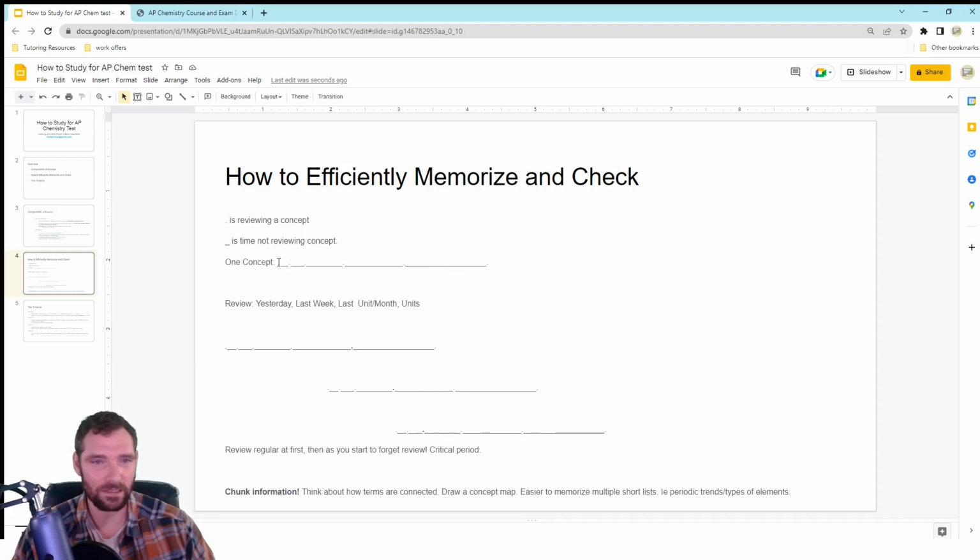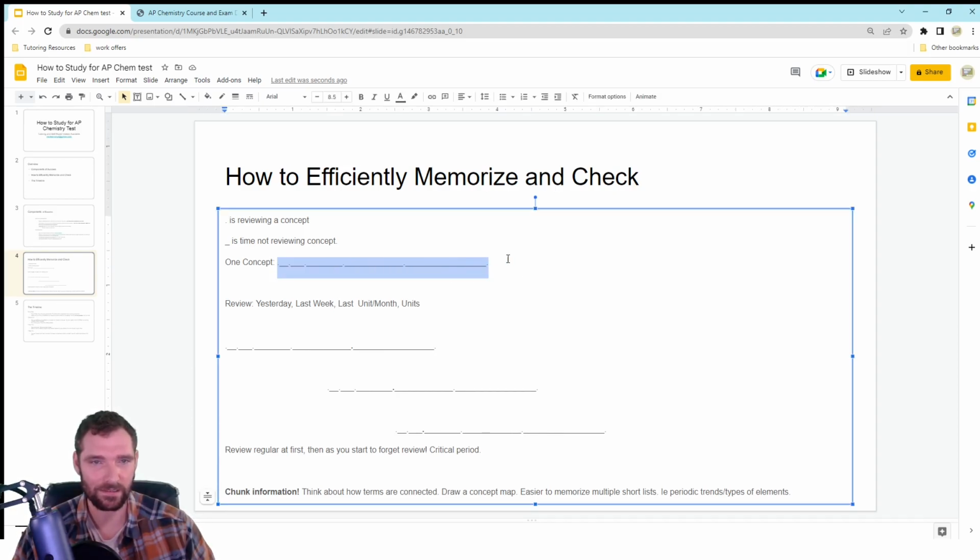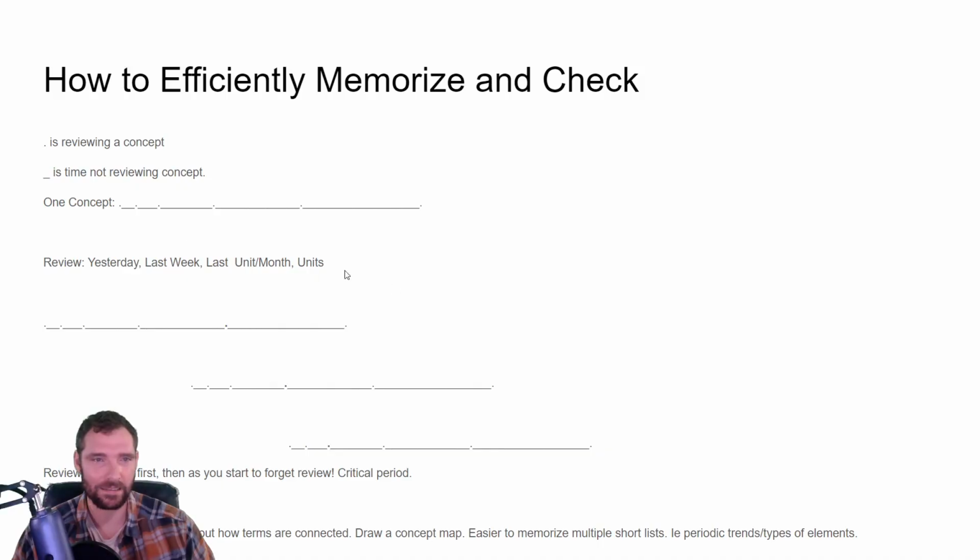So you can consider these little dots right here and lines to be essentially when I'm reviewing something, and then the line is when you're not reviewing. And so if you learn something, you really need to review it almost immediately, very, very soon afterwards. And then maybe the next day you review that concept, and then a week later you review that concept, then a month later you review that concept, maybe 3 months later you review that concept, and then a year later you need to review that concept.